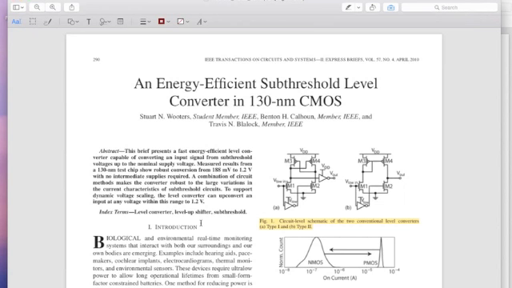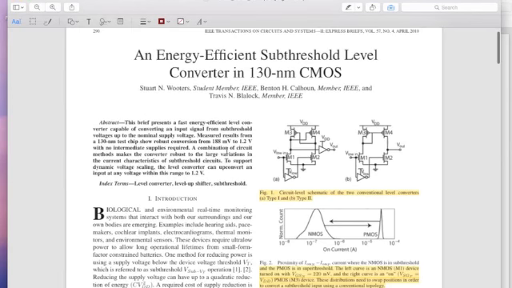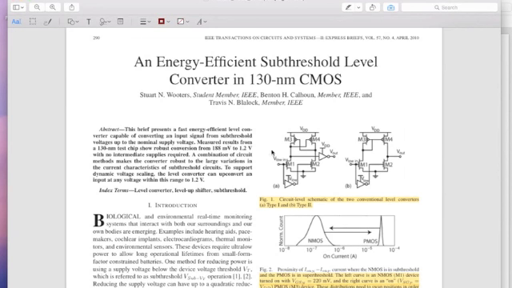So now your level conversion problem becomes even harder, because basically, if you take your latch based level converter, which you see out here, let me zoom in a little bit.